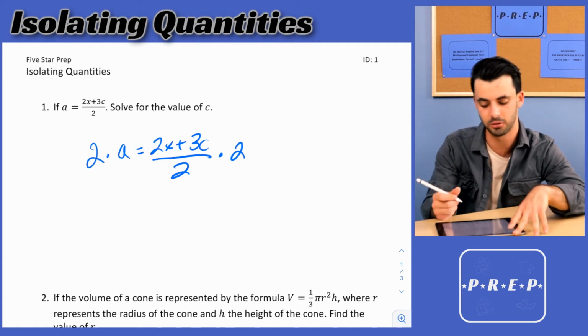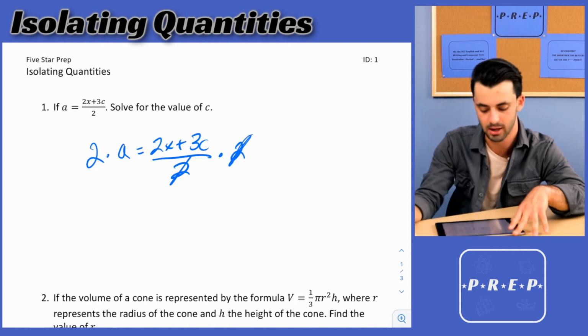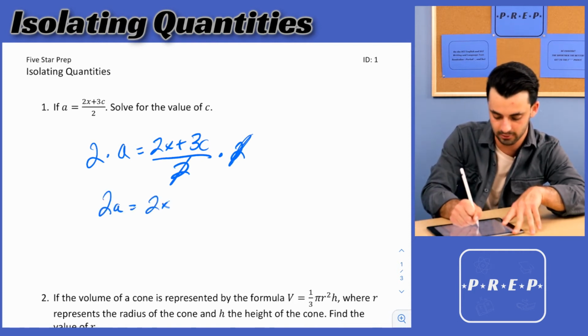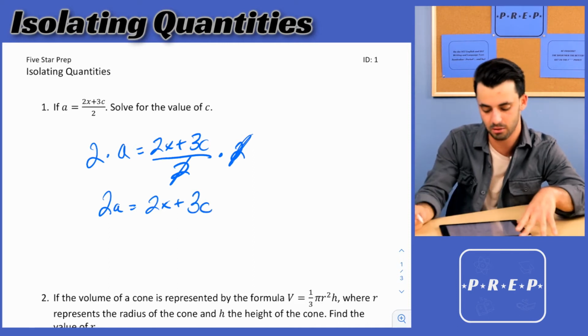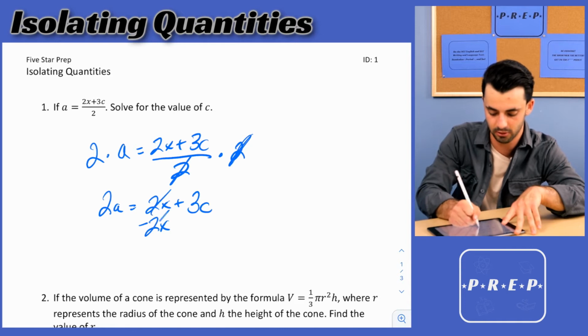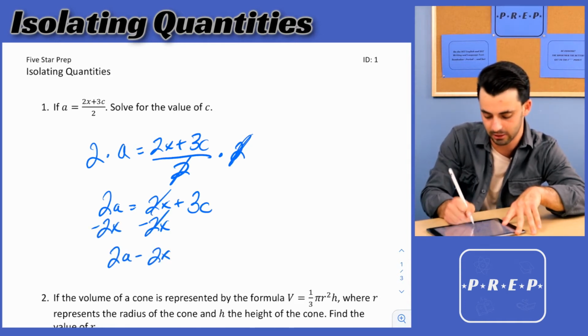That's going to cancel the 2 in the denominator on the right-hand side with the 2 that we just multiplied by, and leave us with 2a on the left-hand side. So we're going to have 2a equals 2x plus 3c. And now all we want to do is subtract 2x on both sides. Doing that, we'll cancel it on the right and bring it over to the left. So I'm left with 2a minus 2x equals 3c.